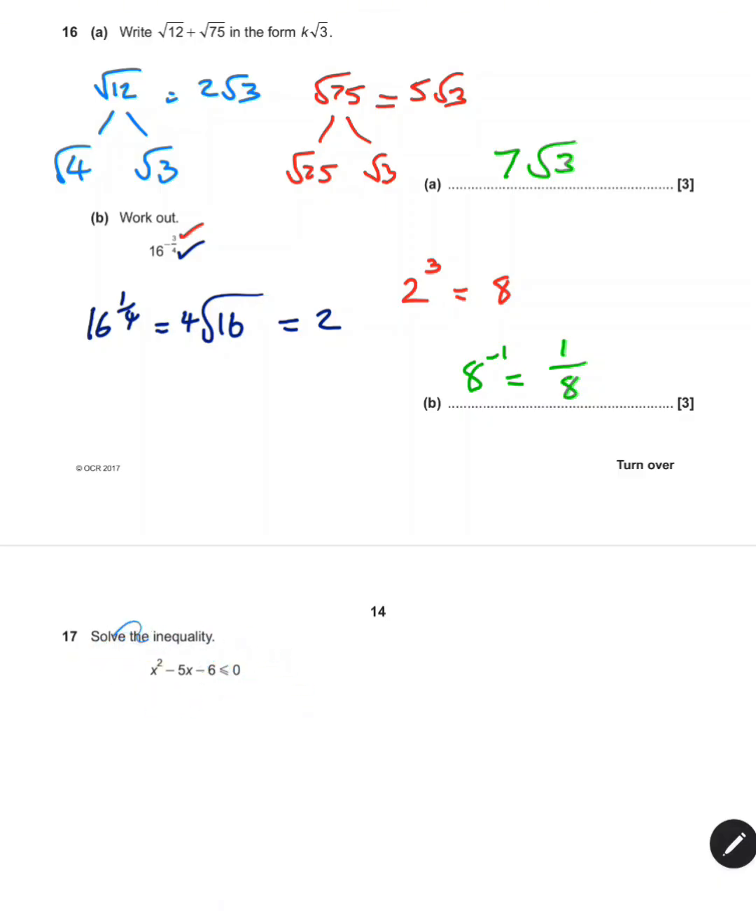Question 17, we're looking to solve an inequality. Well, this is just a quadratic that if that was an equal sign, we'd solve by factorising. So I'm going to just do the same here. I'm looking for two numbers that add to -5, but times to -6. I think those two numbers are -6 and +1. Now, because this is an inequality, I can't just say x equals 6 and x equals -1 like we would if it was an equation.